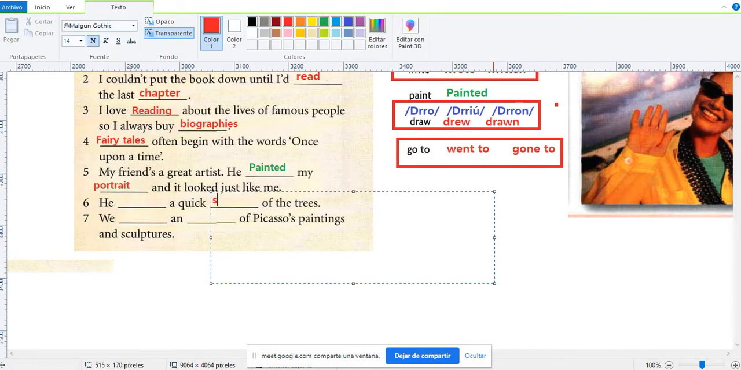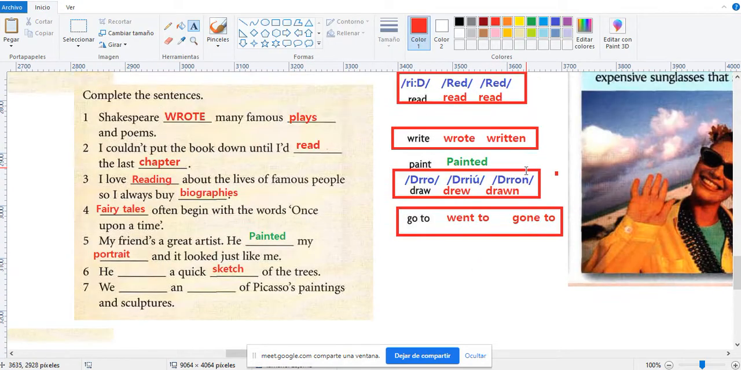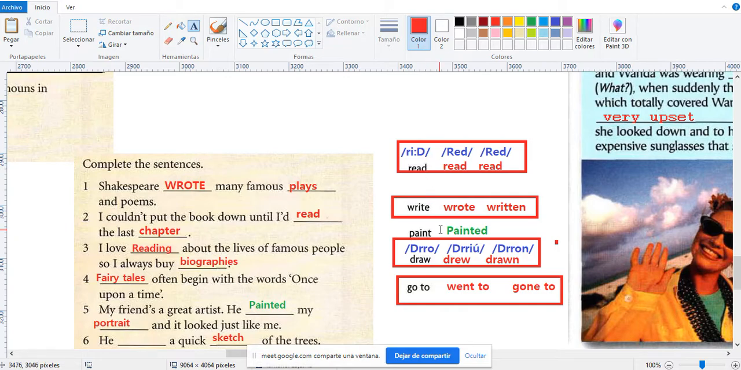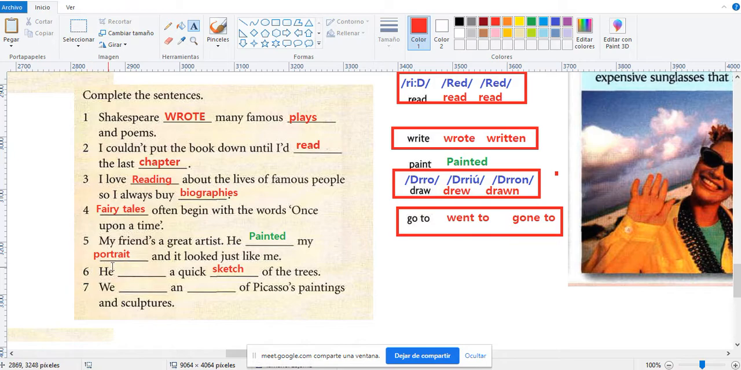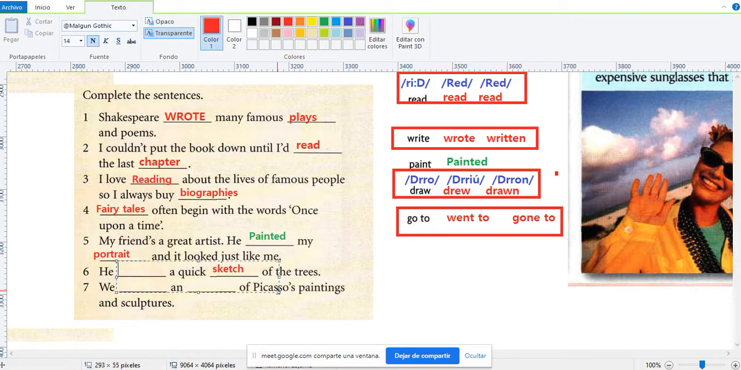Vamos a escribir. ¿Y qué hizo él? Él no puede haber pintado el sketch, lo tiene que haber dibujado. He drew. Él dibujó. He drew a quick sketch of the trees. Él dibujó un rápido borrador de los árboles.